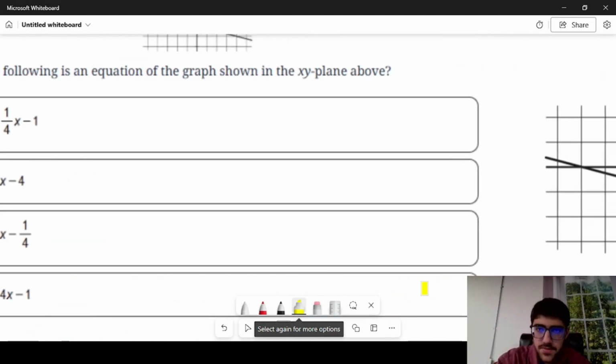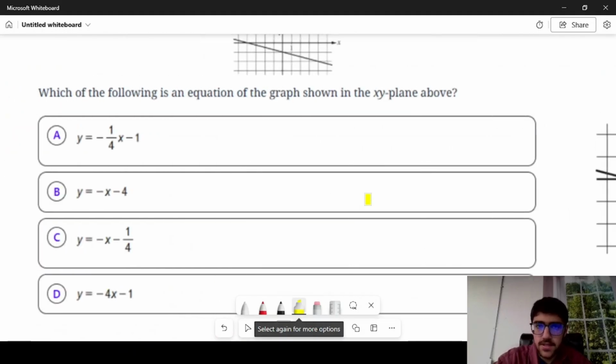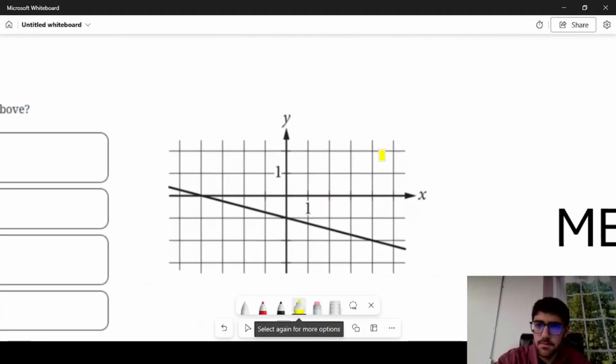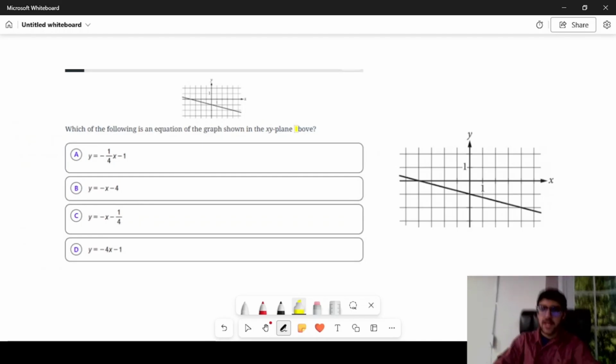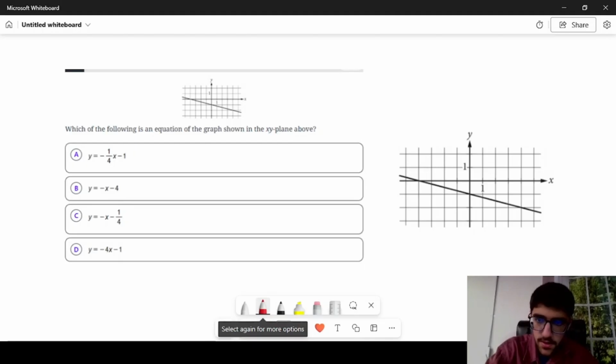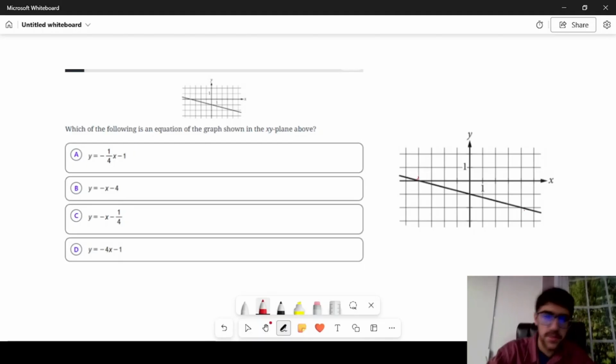So the second question gives us a graph. I know it's small, so I made it bigger here. Which of the following is an equation of the graph shown in the xy plane above? There are many ways to solve this question. You could technically find a couple points, plug them in, and get the same thing on both sides.